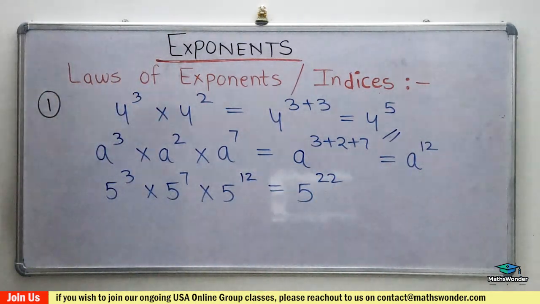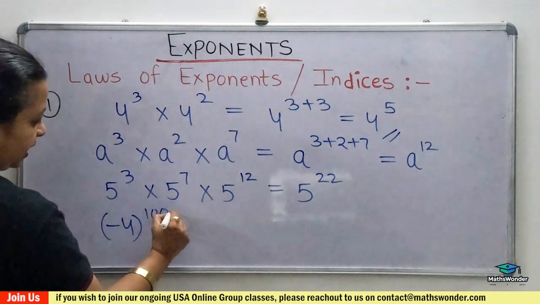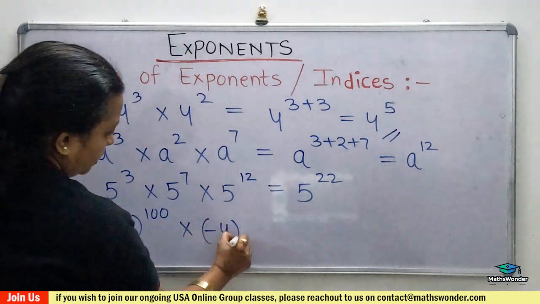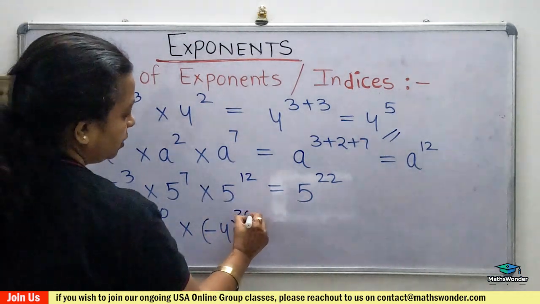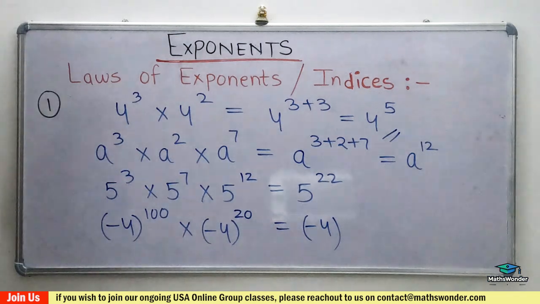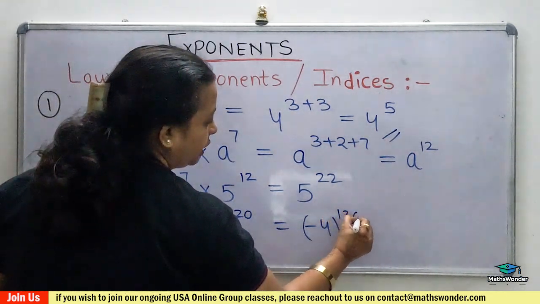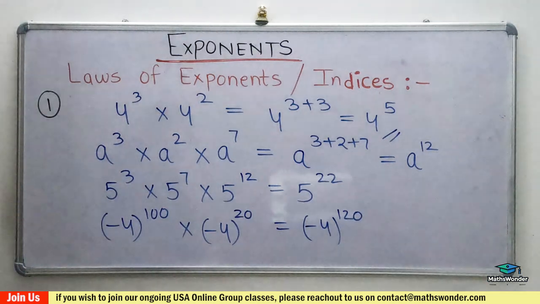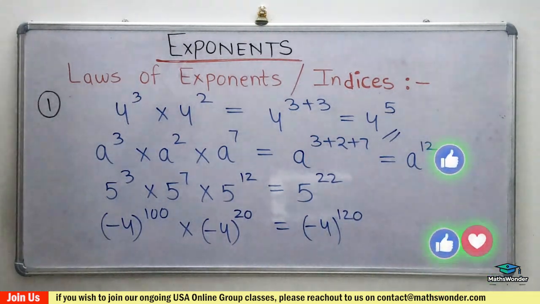Any confusion? Now the same thing in the integers. Negative 4 raised to the power 100, negative 4 raised to the power 20. So, the same concept: negative 4 is the same because the base is the same. The powers will be added, so 100 plus 20 will be 120. Alright, any confusion in law number 1? We have done many examples, so you understand perfectly, okay?